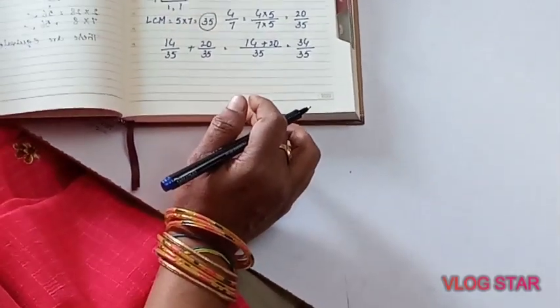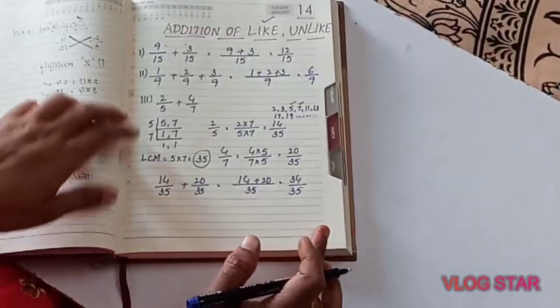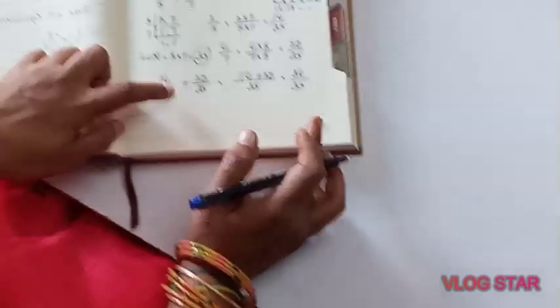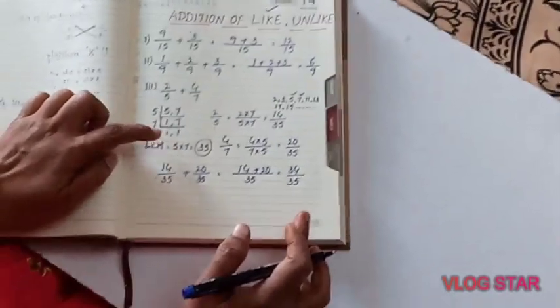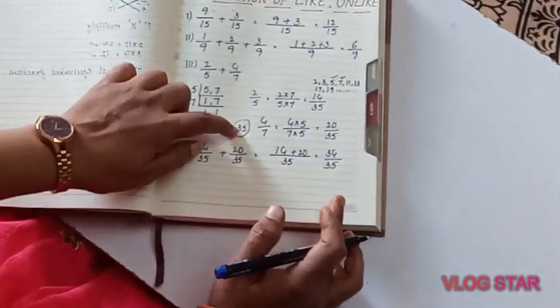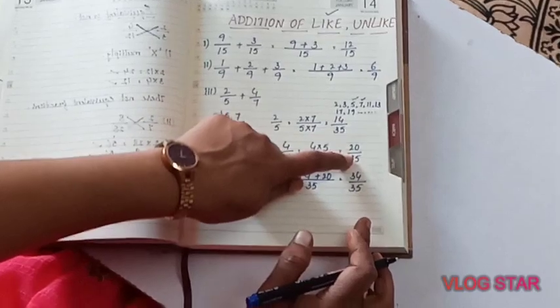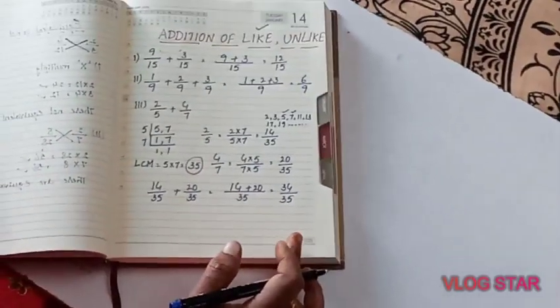This is how you need to add unlike fractions. Just that, how to make unlike fractions into like fractions. First take the LCM of the denominators and try to obtain that LCM in the denominators of both the fractions, make them like, and then do the addition.